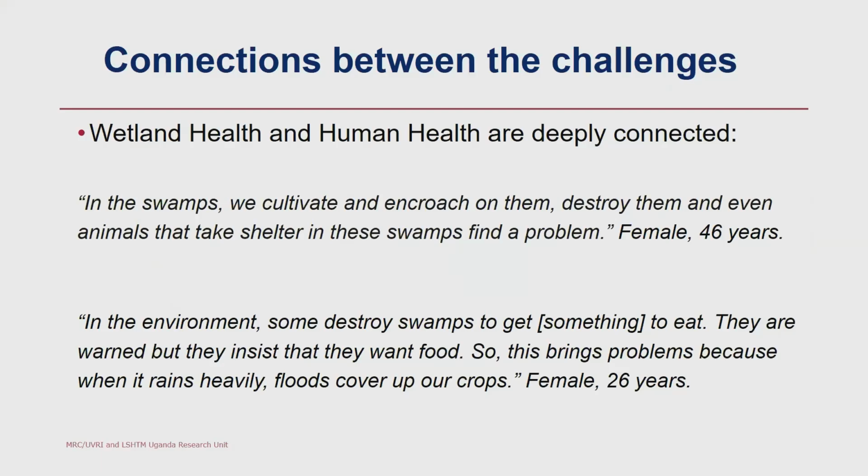We now looked at the connections that the community drew from the challenges they face, and they realized that wetland health and human health were deeply connected because one affected the other. Whenever people encroached on the wetlands, for example, all the animals that stay in the wetlands would move to people's homes, and they end up causing problems, which was not good.